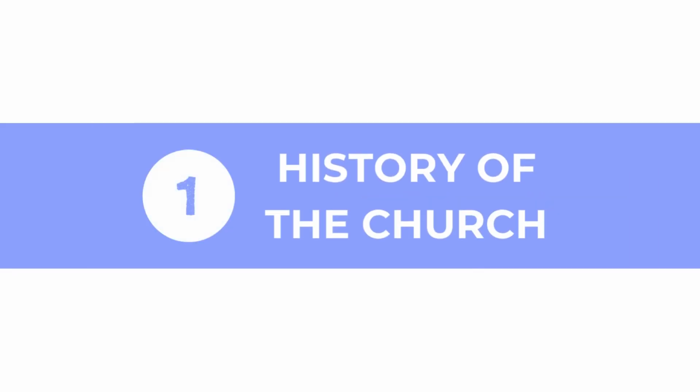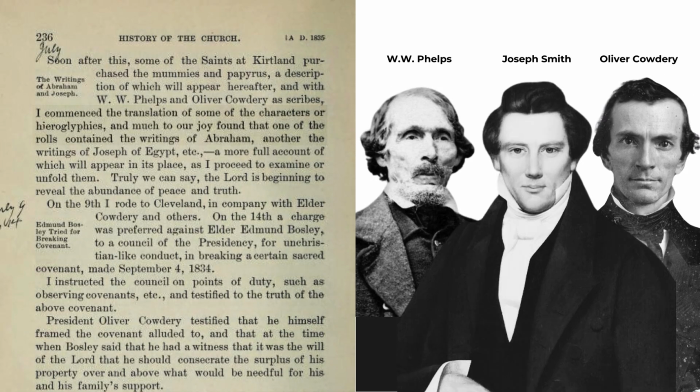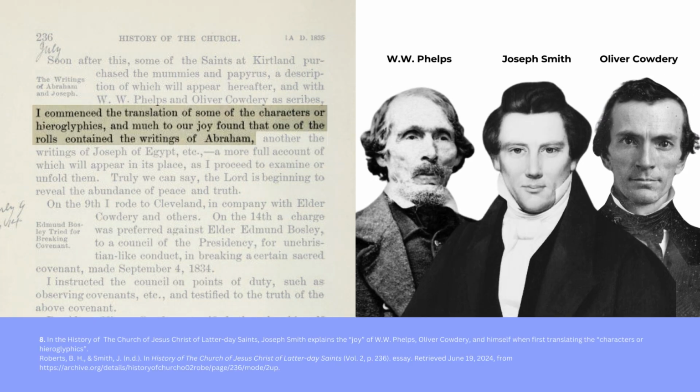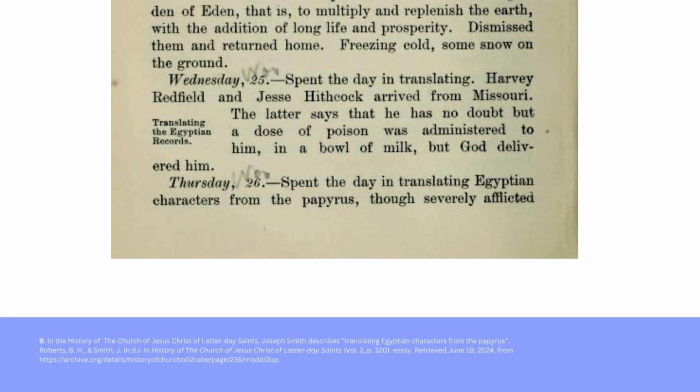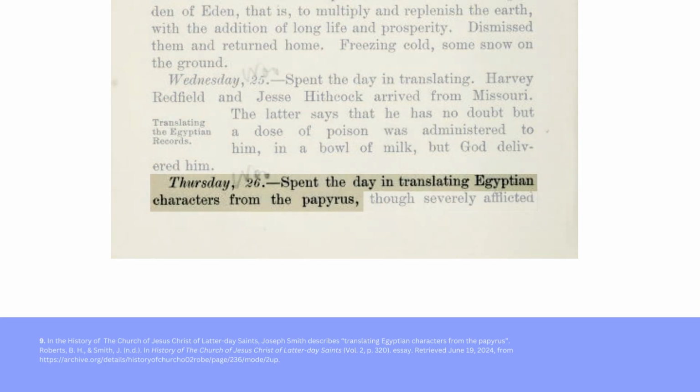In the history of the church, Joseph said, "I commenced the translation of some of the characters or hieroglyphics, and much to our joy found that one of the rolls contained the writings of Abraham." Again, in the history of the church, Joseph says he spent a Thursday translating Egyptian characters from the papyrus.